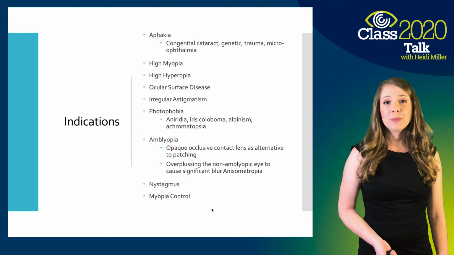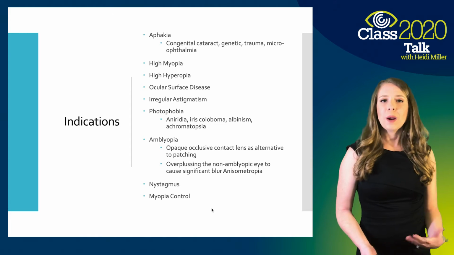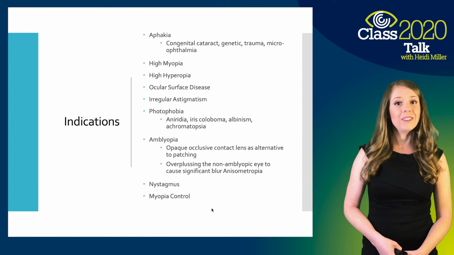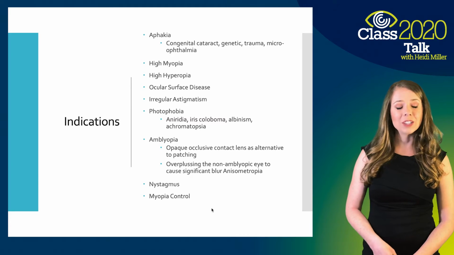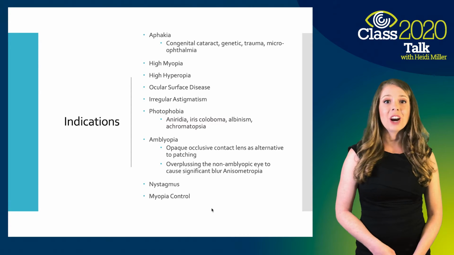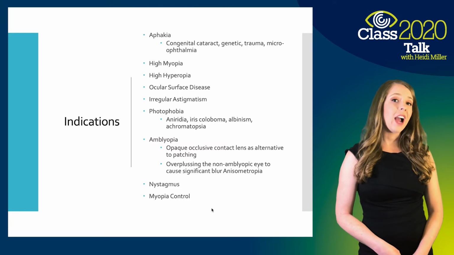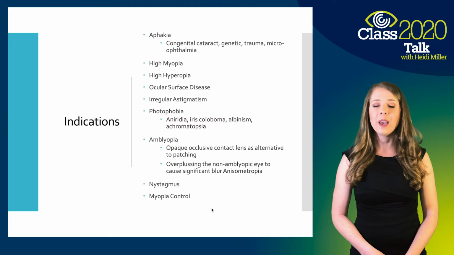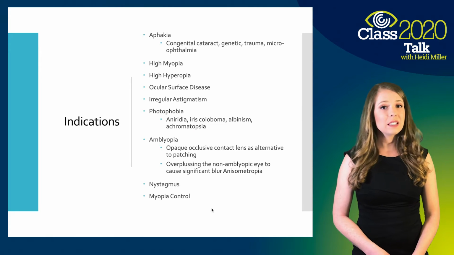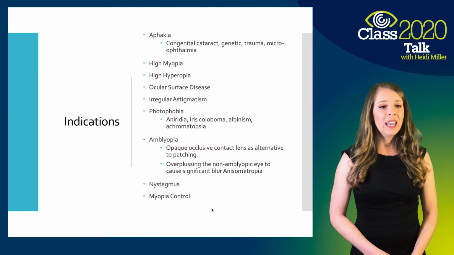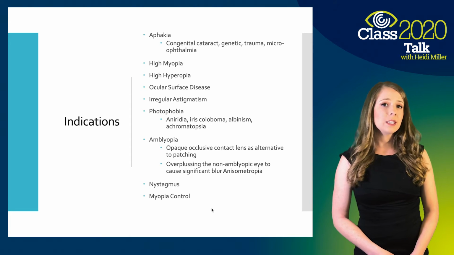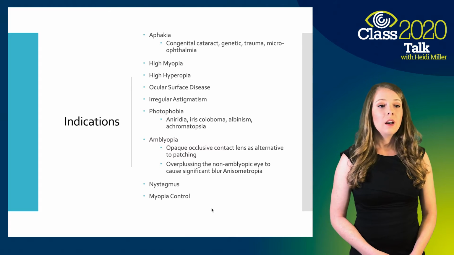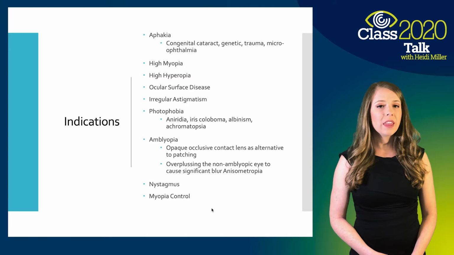Some indications for pediatric patients, and a lot of times we primarily think of our population as being aphakics, but there's a lot of other patients that we can fit into contact lenses in our pediatric population. Aside from aphakia, we have our high myopic patients, we have our high hyperopic patients, ocular surface disease, which is not something we commonly think, but when we go through a patient case, you'll see that this is an opportunity for a pediatric patient as well. So our patients that have irregular astigmatism, whether that be from trauma or some sort of surgery or corneal dystrophy, photophobia, and we'll go a little bit more into that.